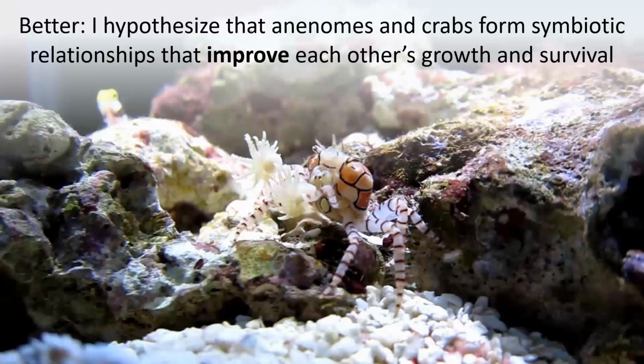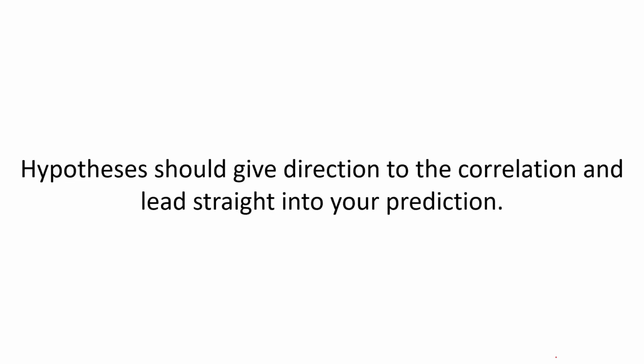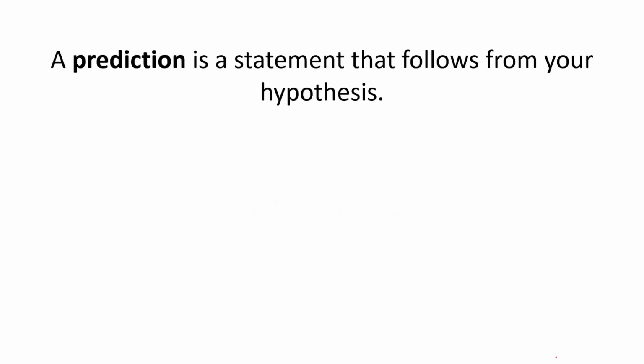I hypothesize that anemones and crabs form symbiotic relationships that improve each other's growth and survival. In conclusion, hypotheses should be falsifiable, meaning that there should be evidence that you can find that will reject or fail to reject that hypothesis, and they should give direction to the correlation and lead straight into what we call a prediction. Hypotheses and predictions are two different things. So let's talk about what a prediction is.